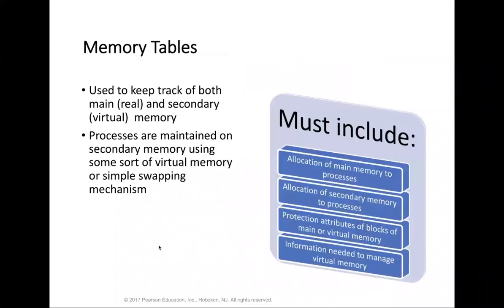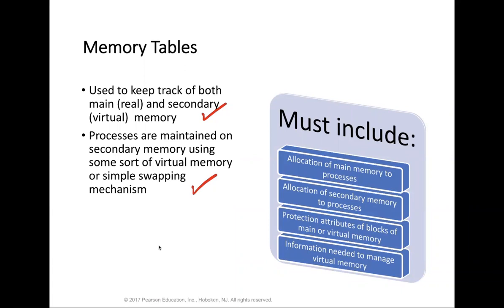So in memory tables, we primarily use these tables to keep track of both main memory and secondary or virtual memory. Some of main memory is reserved for use by the operating system, and the remainder is available for use by processes. Processes are maintained on the secondary memory. This is done by using some sort of virtual memory or simpler swapping mechanism.